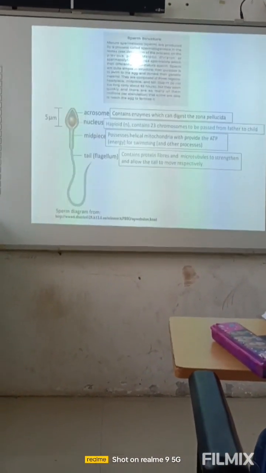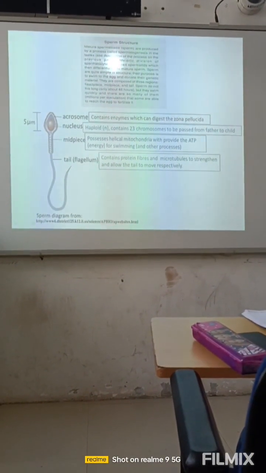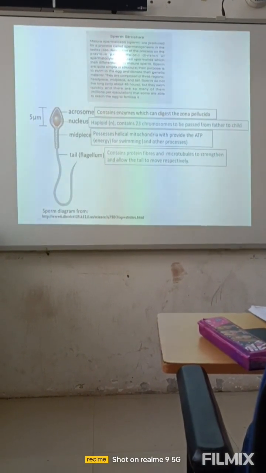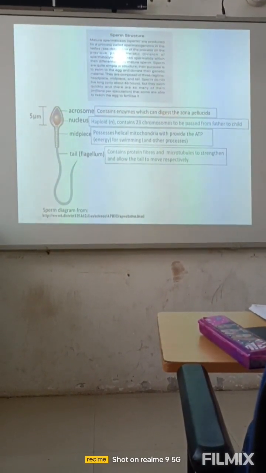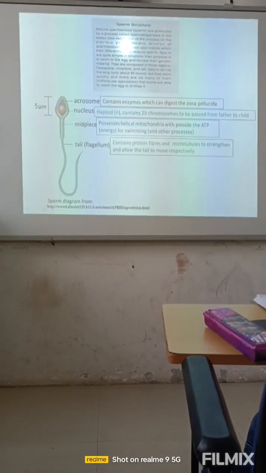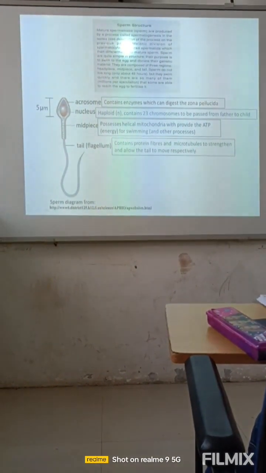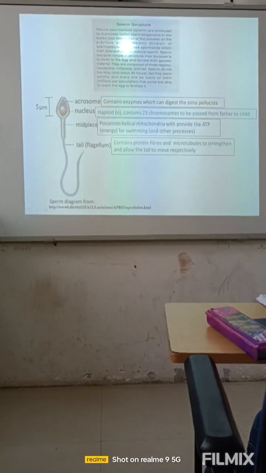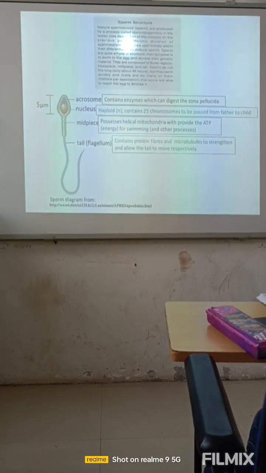This is the structure of a mature sperm. See, the acrosome contains enzymes which can digest the zona pellucida. The nucleus is haploid, and the midpiece possesses helical mitochondria which provide the ATP for swimming and other processes. The tail flagellum contains protein fibers and microtubules to strengthen it and allow the tail to move. So this is the mature male gamete. Now it is ready for fertilization.